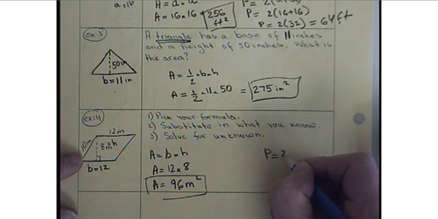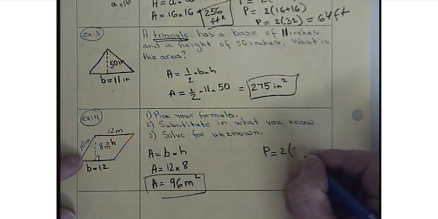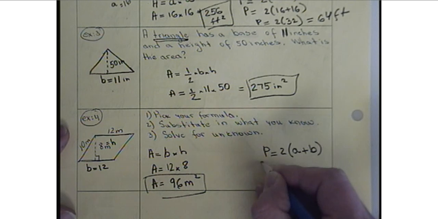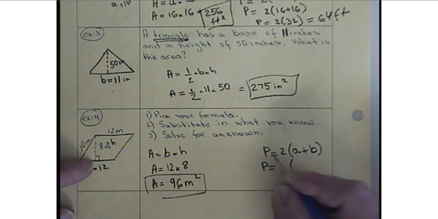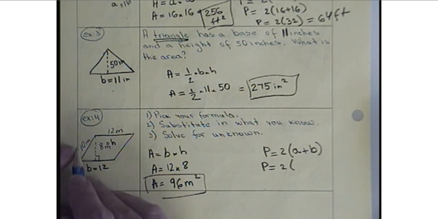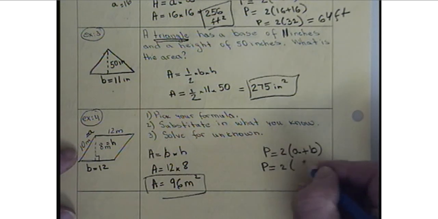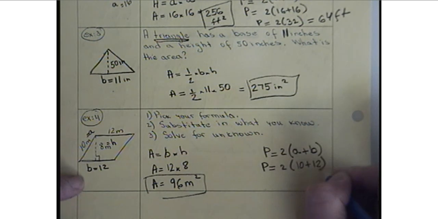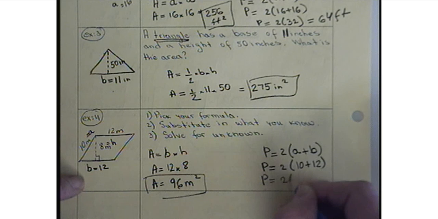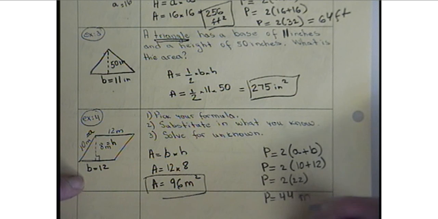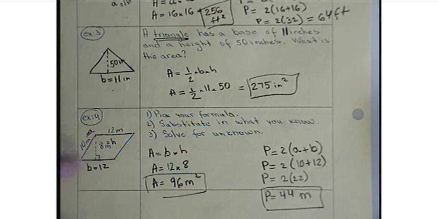The perimeter, on the other hand, is 2 times, and we have A plus B, for example. So the perimeter will be 2 times, let's say A is 10, so it will be 10 plus 12. The perimeter is equal to 2 times 10 plus 12, it's 22. So the perimeter is 44 meters. Final answer. With that, we will conclude this mini lesson.